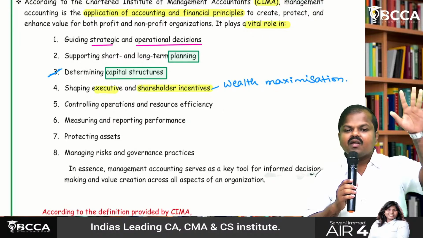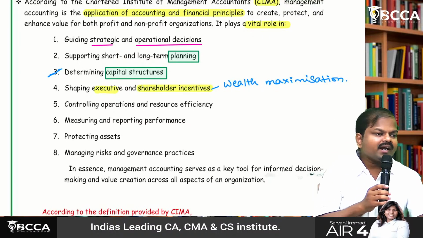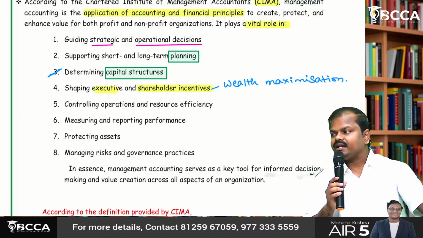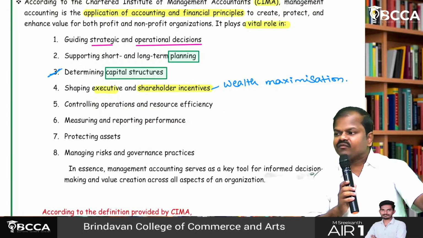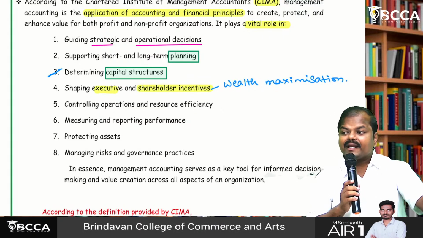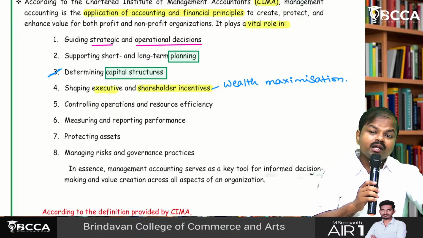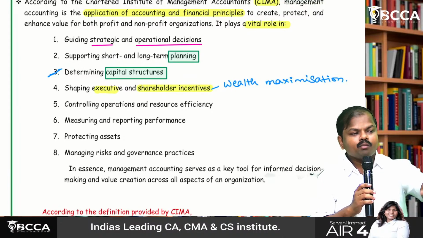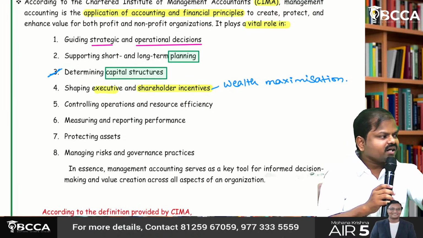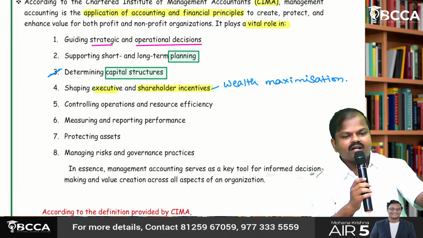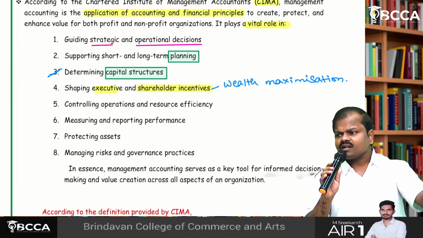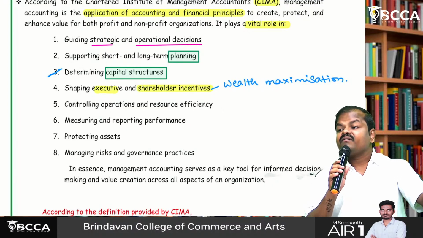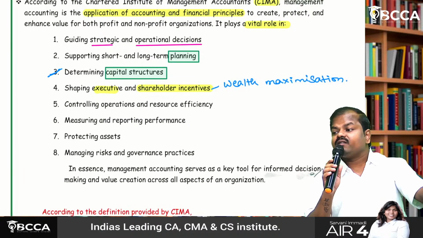Suppose the company earned something, that is called EBIT, earning before interest and tax. Minus interest is equal to EBT, minus tax is equal to EAT or PAT. Both words we can use. EAT means earning after tax, PAT means profit after tax. Correct? Profit after tax minus preference dividend is equal to earning available to equity shareholders.